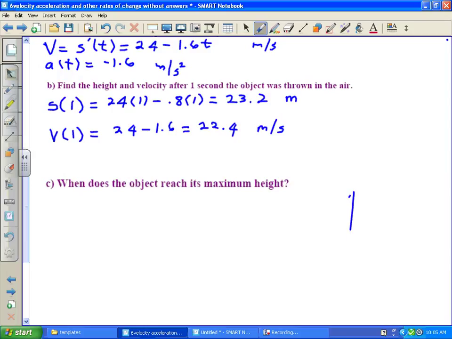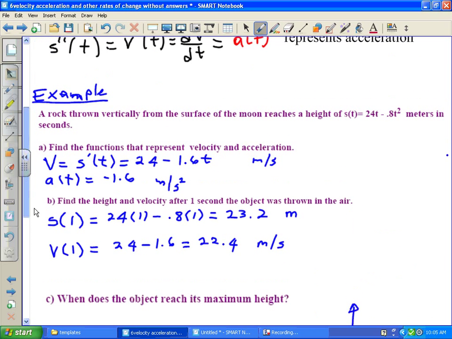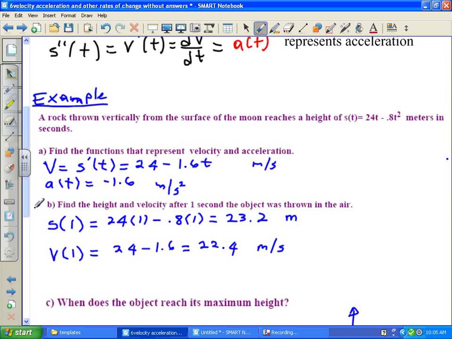So if we say that this graph represents the distance of the object at any given time t. How did I know to graph a quadratic upside down like that? Well, I looked at s of t. S of t was a quadratic function, right? With a negative t squared term, right? That negative t squared term tells me it's going to look upside down, right?